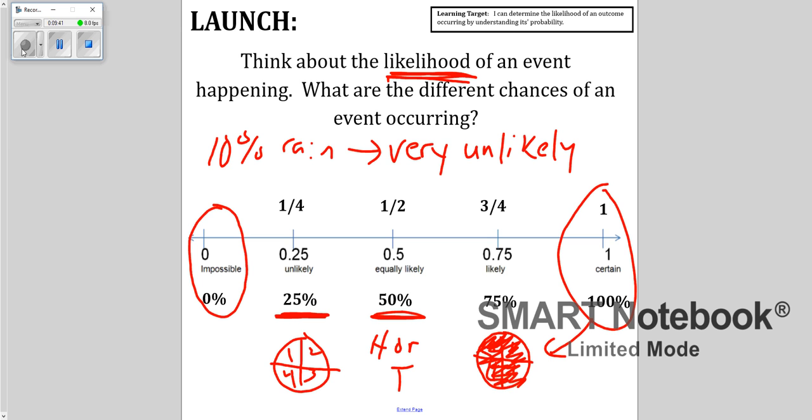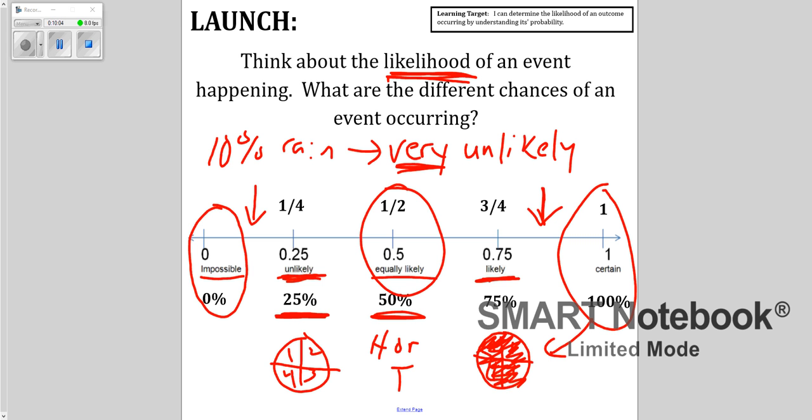And then everything in between, you have to use words. 50% is always going to be equally likely or equal chance. 25% unlikely. 75% likely. If you're down here around 10%, you can write words like very unlikely. If you're up here at 90%, you can write things like very likely. But usually you're okay with these 5 words: impossible, unlikely, equal, likely, and certain.